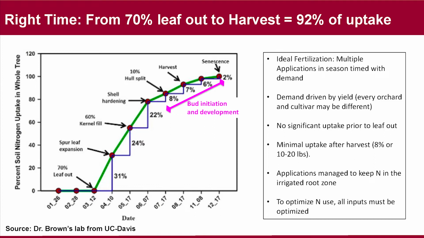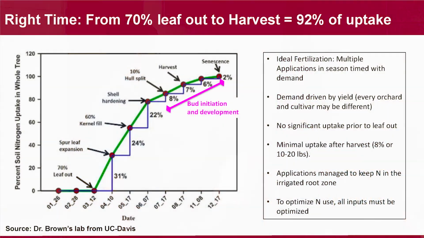So that's a first takeaway message. Don't put it out. What's going to happen with that? It may rain, it will leach. So the tree doesn't need it. All of this occurs with the storage of the tree. So the tree is not actively uptaking nitrogen.